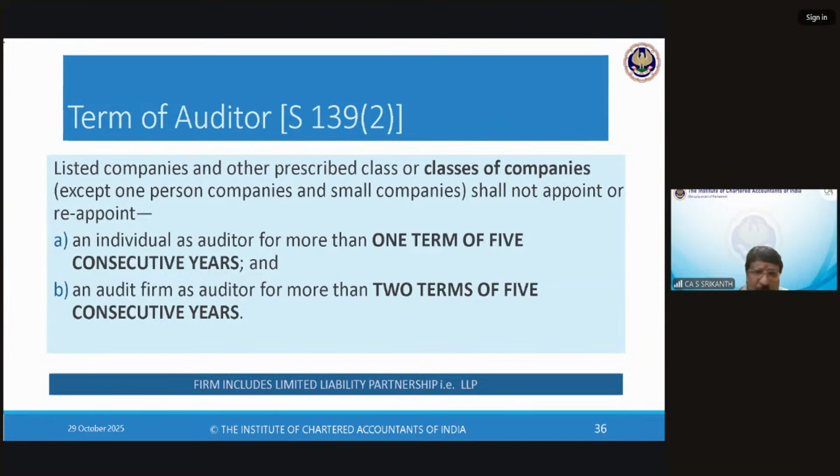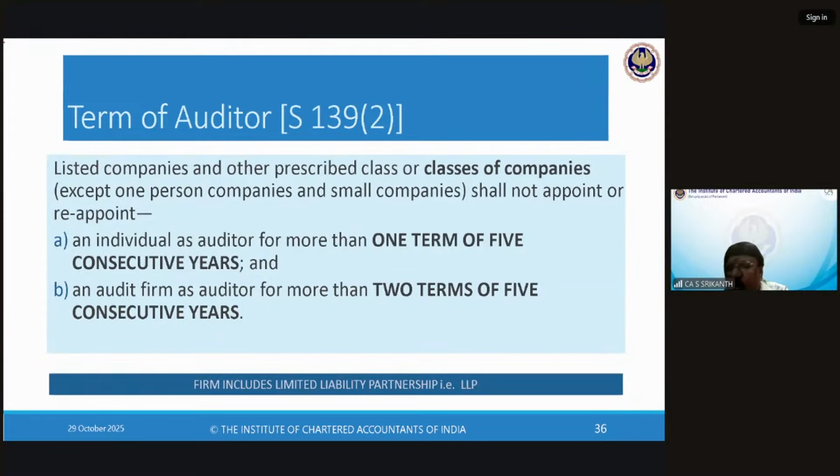Right? So now, normally an auditor can be appointed for consecutive terms of 5 years, forever. But for certain classes of companies, there is a cooling period or what we call rotation of auditors. So if it is an individual, for listed companies and certain prescribed class or classes of companies, which you will see, the auditor shall be rotated. At the end of 1 term of 5 consecutive years, an individual cannot be reappointed. Similarly, an audit firm, first term of 5 years over, 1 more term of 5 years possible. Beyond that, no. So it will be wrong to say 10 years, because it is not 1 term of 10 years. It is 2 terms of 5 consecutive years.